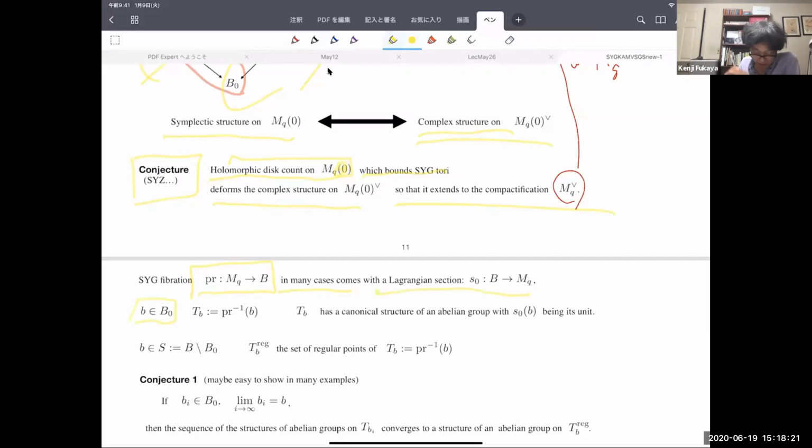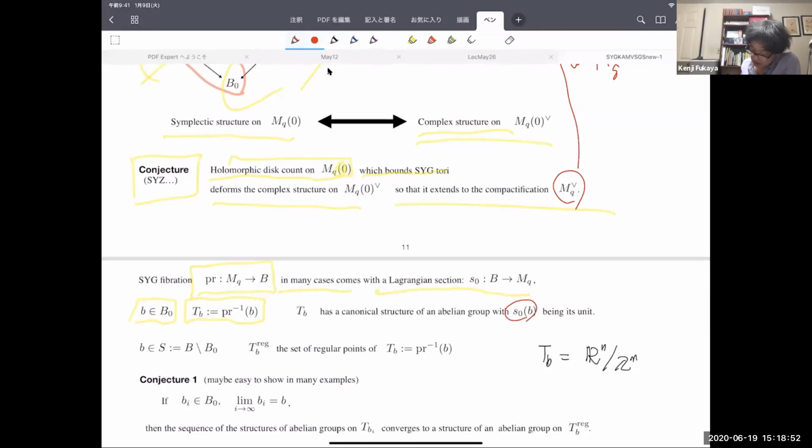So B0 is a base part. All fibers are smooth regular tori, and we consider this fiber of the SYZ fibration, the SYZ fibers. And this T_B is somehow identified with R^n divided by its lattice by using this angle coordinate. And we fix this point, and we take this point as a unit.